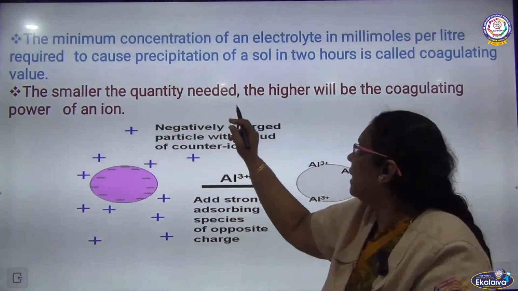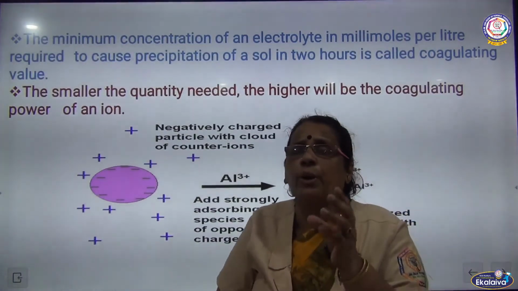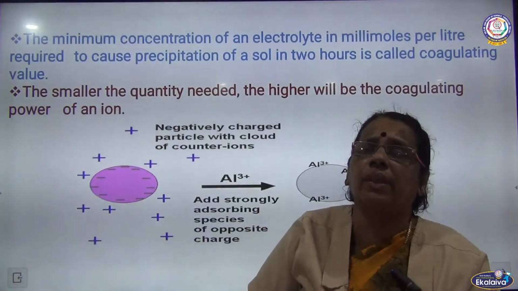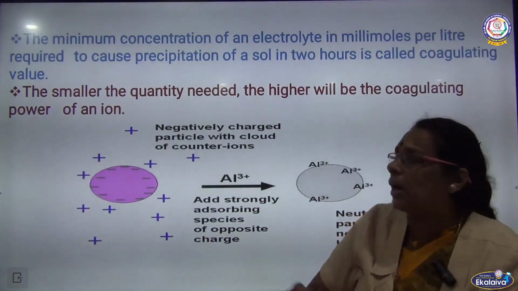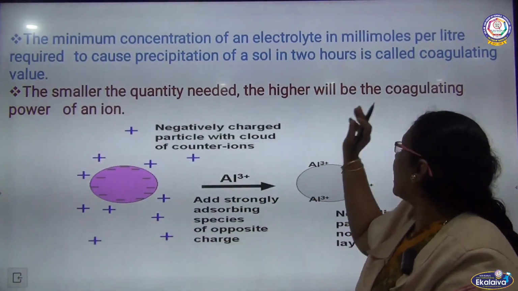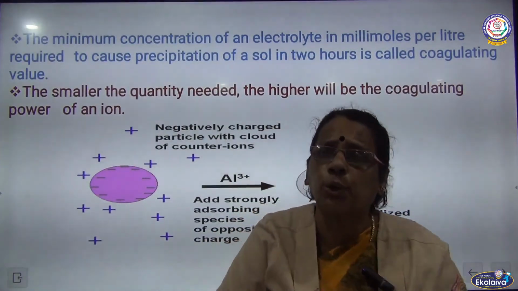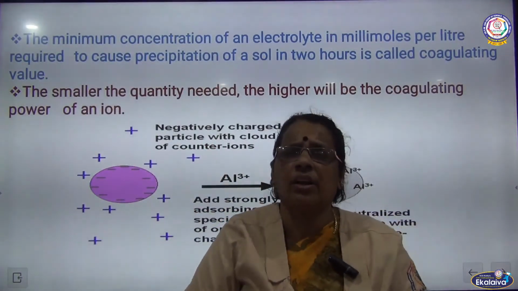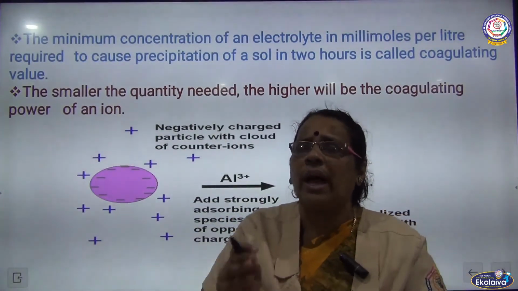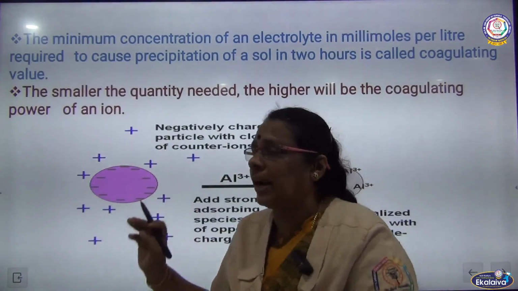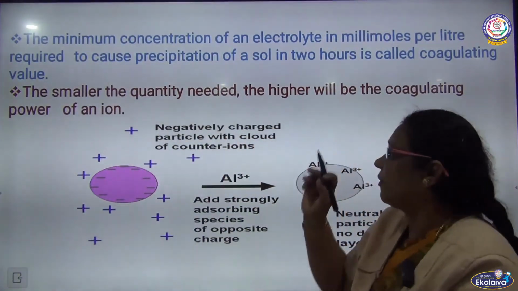Smaller the quantity needed, higher will be the coagulating power of an ion. We are going to add only a small concentration of the electrolyte. So as we are going to add only a smaller quantity of the electrolyte, higher will be the coagulating power. So when you add the electrolyte to cause precipitation, we have to add only a small quantity. If you add a small quantity of the electrolyte, greater will be the coagulating power or precipitating power of an ion.